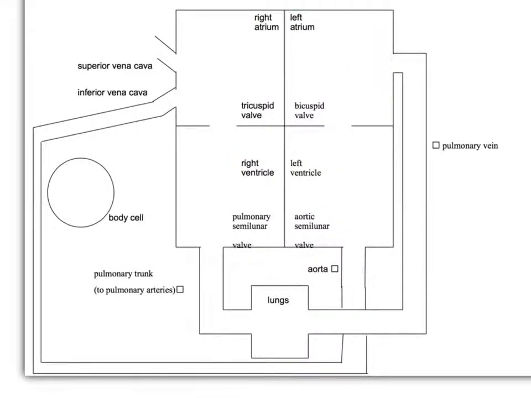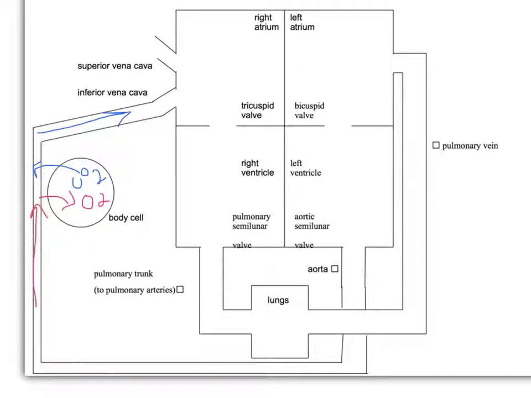Now let's look at the exchange of oxygen and CO2 at the body cells and at the lungs. So we have oxygenated blood coming into the system, and that oxygen will leave the blood and go into the cells. That oxygen combines with glucose and is metabolized to CO2 and water, and the CO2 will then leave the cells and go into the blood. So the blood leaving the cells is now going to be deoxygenated.